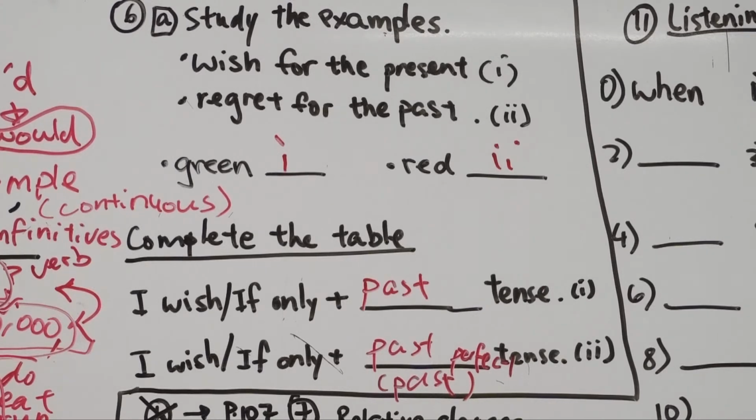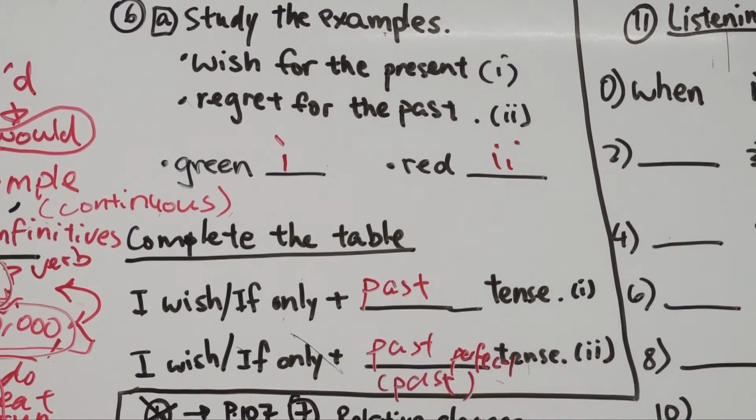Or you can say, if only I sang well. So you can use past or past perfect. A lot of people would not use past perfect when they're speaking, right? They wouldn't say, if only I had played better. Instead, they would say, if only I played better. So either is fine.